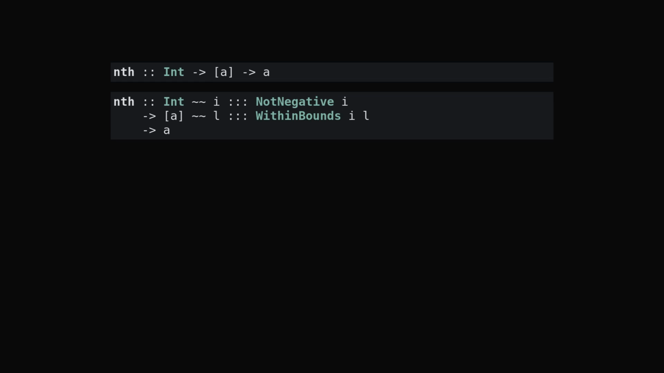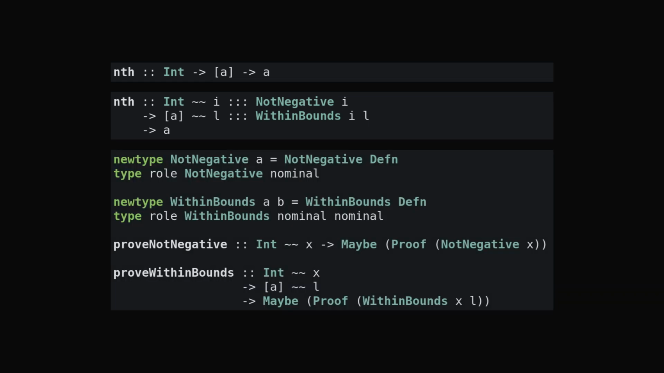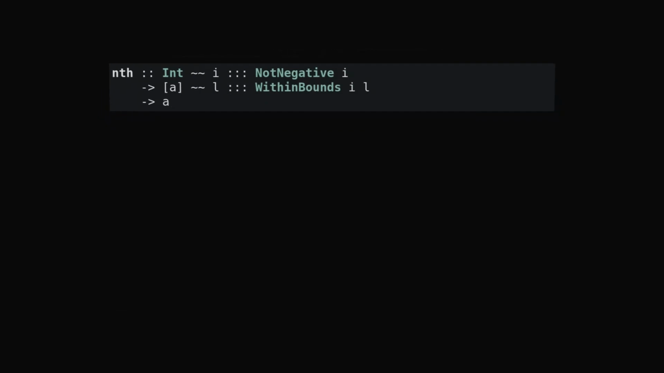They hitch a ride on other types and disappear after compilation. I suspect this is where the term ghost proof comes from. Again, these properties are given meaning by exposing procedures to create proofs for them. It should also be noted that this is just one way of describing the preconditions for this procedure.